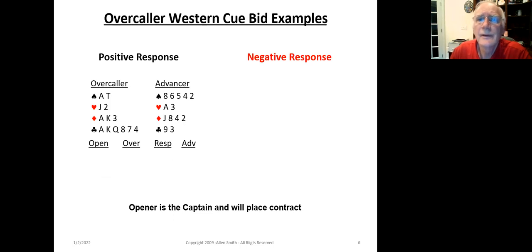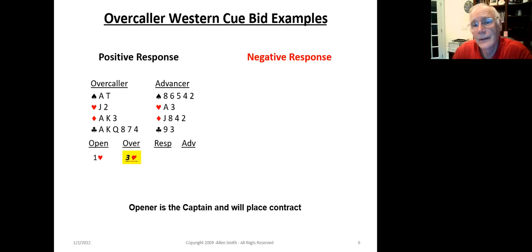All right, let's look at a situation where the overcaller is going to make a Western cue bid. This is really the second most frequent situation in terms of the Western cue bid. In this one, the opponent opens 1 heart, and the overcaller bids 3 hearts.